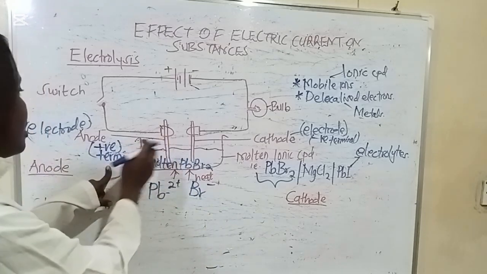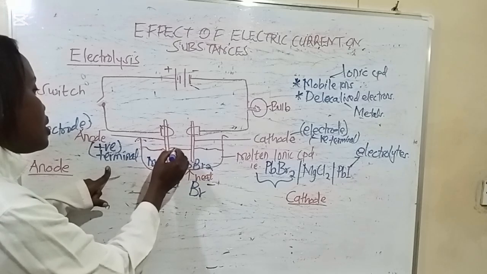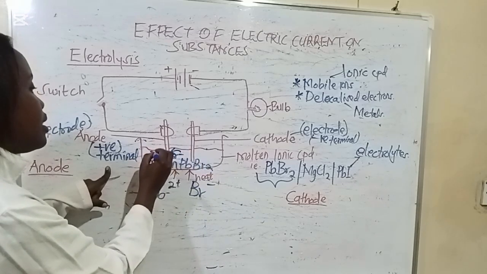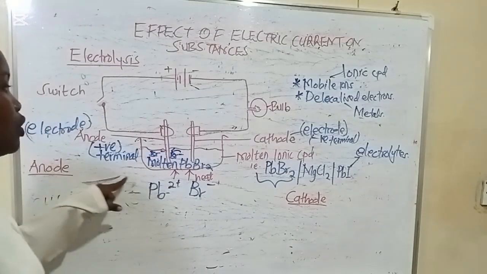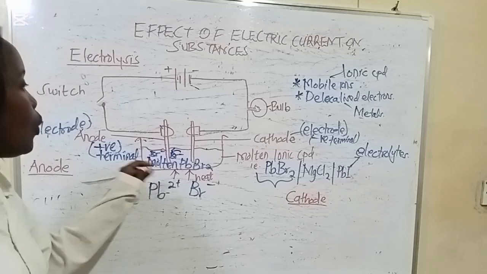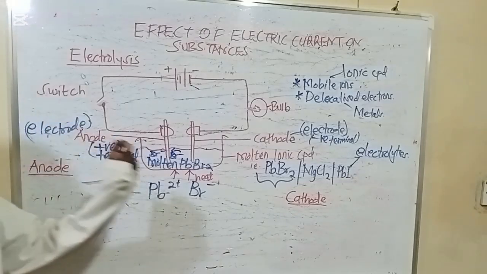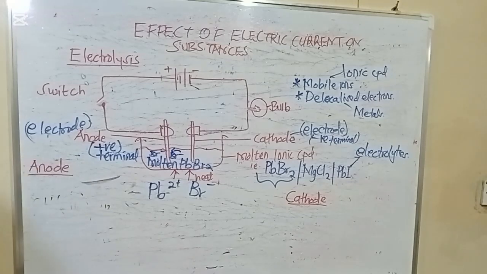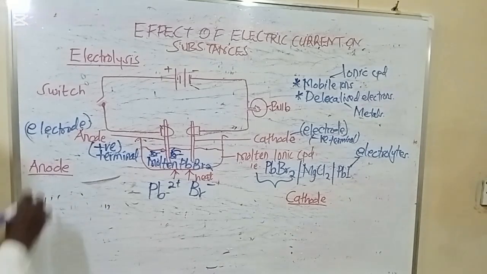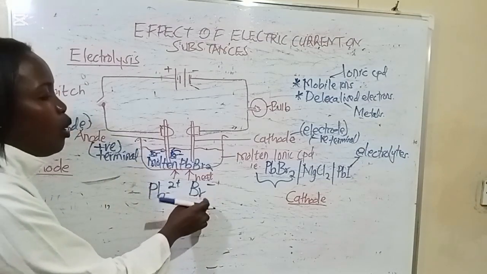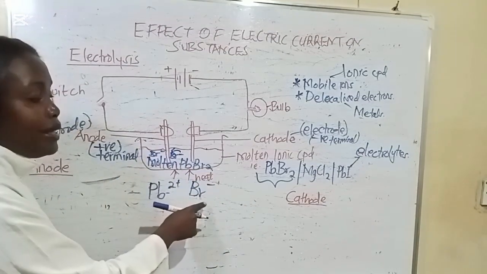So here, this is our anode. So we are going to see bromine ions moving towards that side. As they move to this side, we are going to lose electrons. So we are losing electrons, and the loss of electrons is going to lead to the formation of your bromine gas.